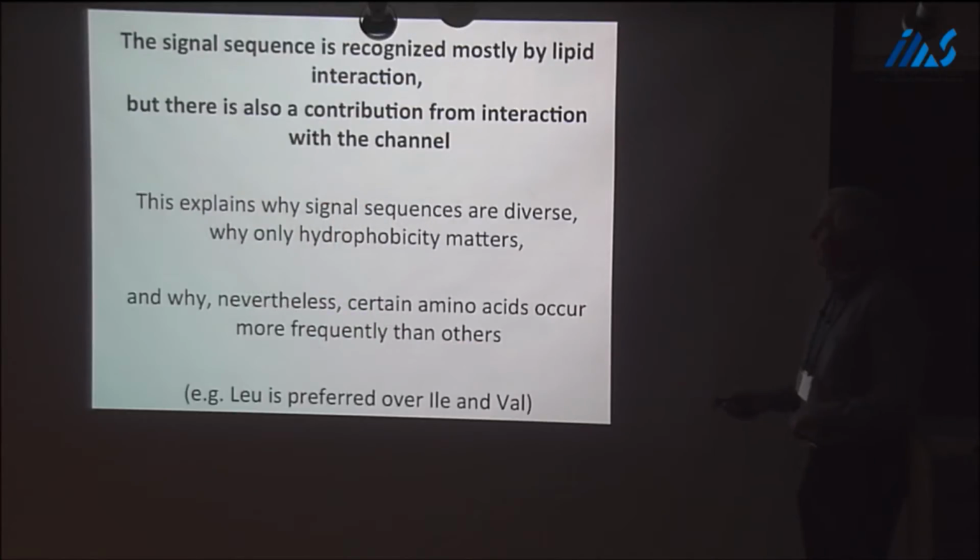But the major conclusion is that the signal sequence is recognized mostly by lipid interaction, but there seems to be some contribution from interaction with the channel itself. And so we believe that this explains why signal sequences are diverse and why only hydrophobicity matters, and why nevertheless certain amino acids occur more frequently than others. So for example, leucine is preferred over isoleucine and valine, despite the fact that they all three have about the same hydrophobicity.